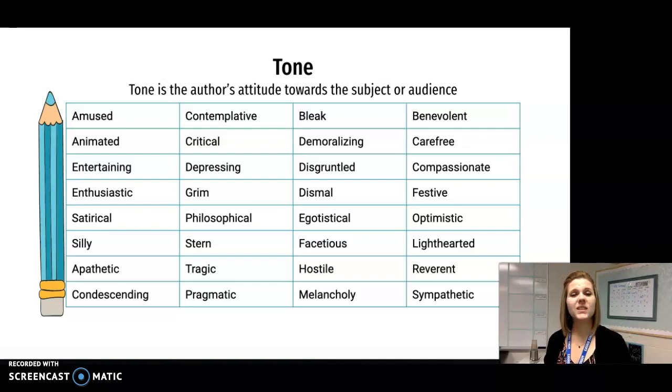This slide just shows us a little bit more about tone. So as a reminder, tone is simply the author's attitude towards a subject or an audience. And there are many different tone words that you can choose from. So again, as we begin to write essays in this class, it will be important for you to determine why you're writing so you can determine which tone is most appropriate for that purpose.